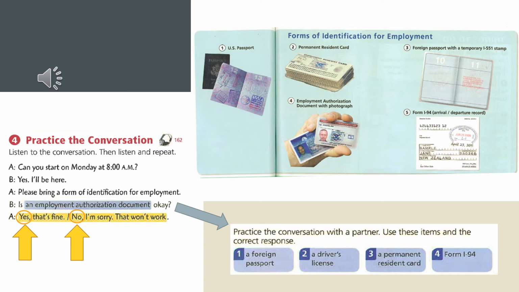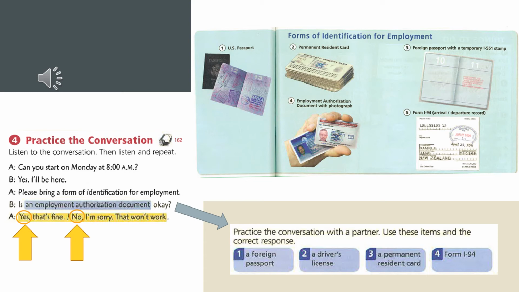4. Practice the conversation. Page 132. Listen to the conversation. Then listen and repeat. Can you start on Monday at 8 a.m.? Yes, I'll be here. Please bring a form of identification for employment. Is an employment authorization document okay? Yes, that's fine. No, I'm sorry, that won't work.